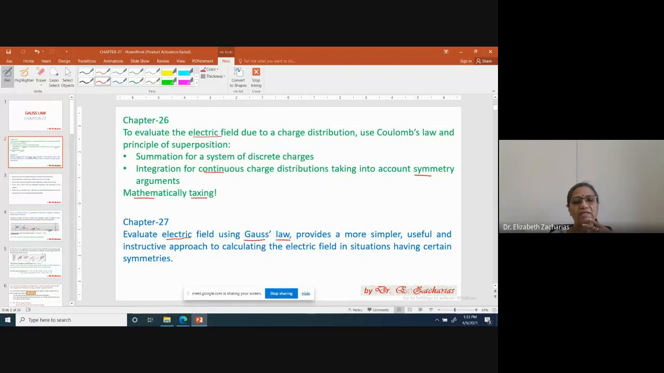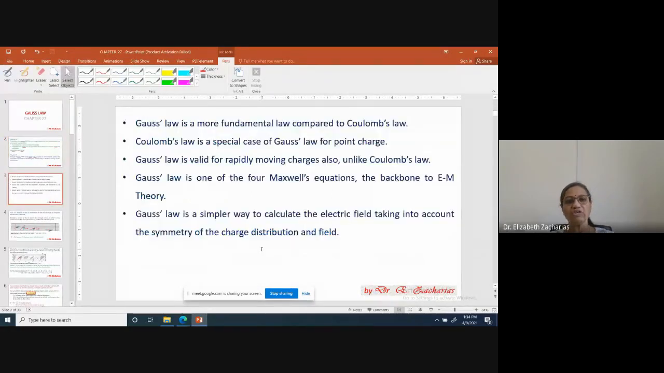And the approach that we take using Gauss law is again employable in situations where there is symmetry. You can't use Gauss law everywhere. You have to use Gauss law only in those situations where you're going to see a symmetry. But then it makes your job mathematically quite simple. Okay. Now let's go to the next slide.